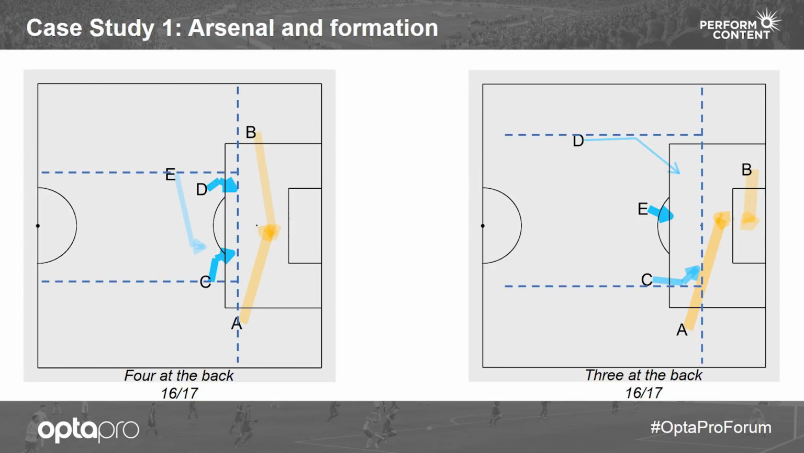Now, relating this back to the change in formation is quite a curious case. We see that when playing 4 at the back, the blue pass clusters are all found fairly centrally in front of goal. However, as we go to the 3 at the back case, we see they are more spread out on the width of the pitch.